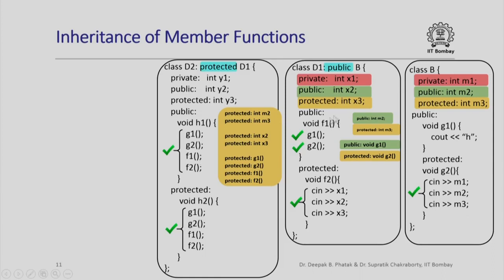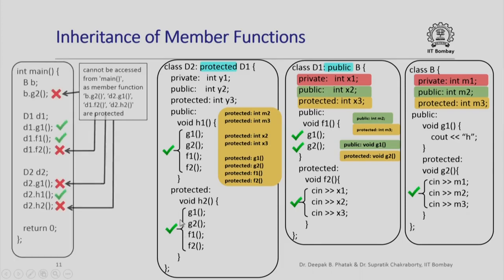Can I access F1? F1 was a public member function of D1, so I can certainly access it. Can I access F2? F2 was a protected member function of D1, which means that any derived class like class D2 can access it, so all of these are fine. And here is the definition of a protected member function of D2 in which I am trying to access G1, G2, F1, F2, but we have just seen that all of these can be accessed from within the class D2, so this is also fine.